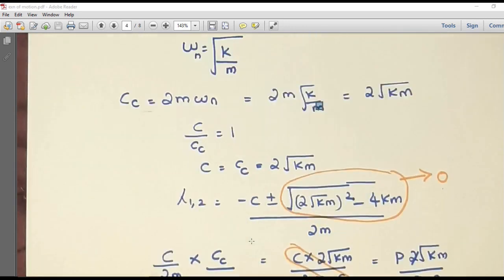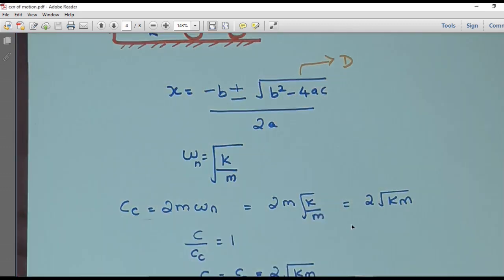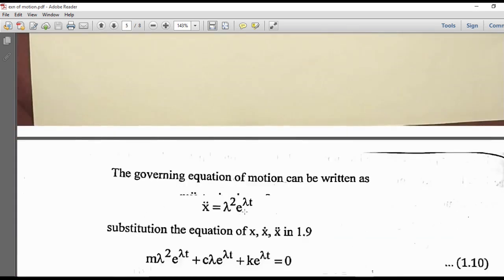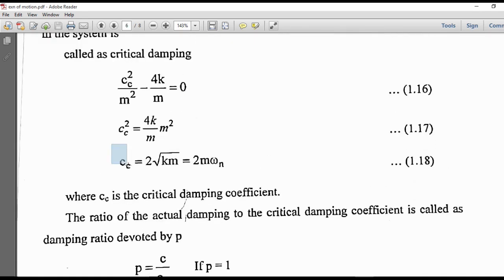And the other formula is, I know omega n is equal to root of K by M. So we've already found Cc equals 2M omega n. When I substitute omega n here, I have M and root M. So that becomes 2 root Km. So I have two formulas for Cc, the coefficient of critical damping, which can be written as 2M omega n or 2 root Km, which is what is given here.